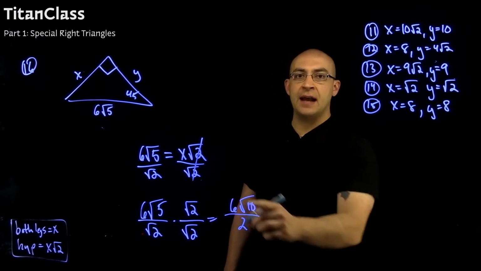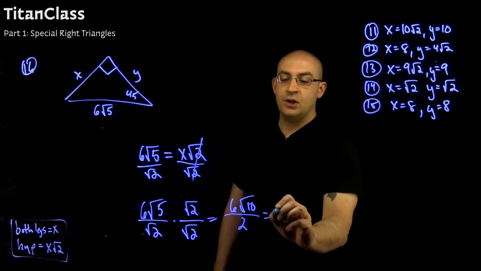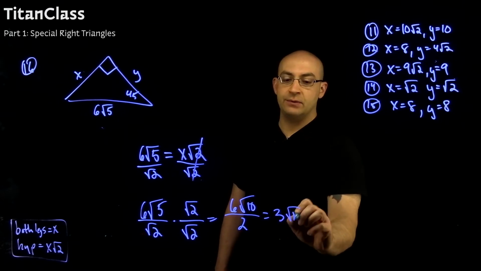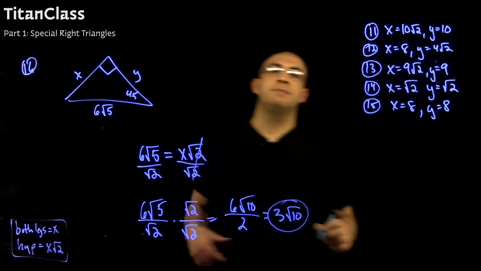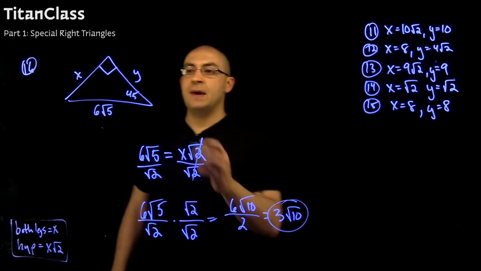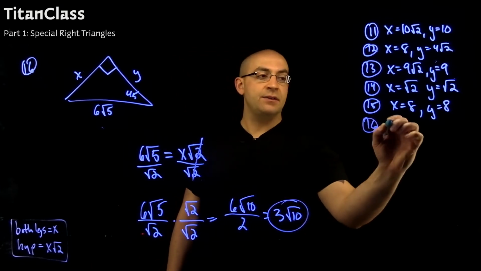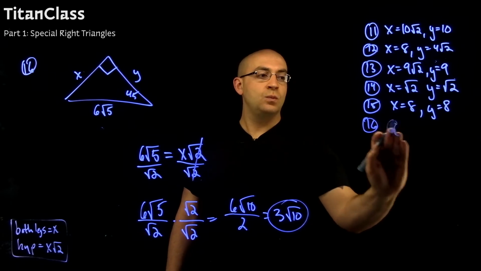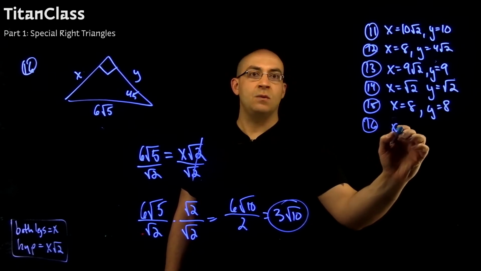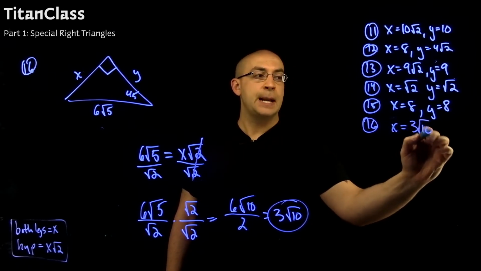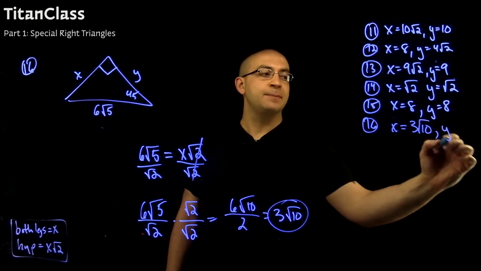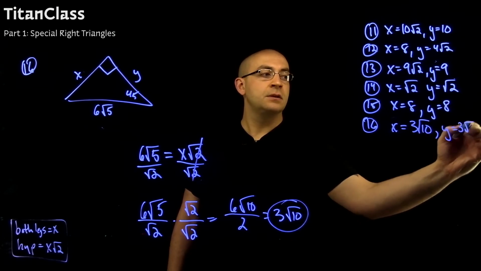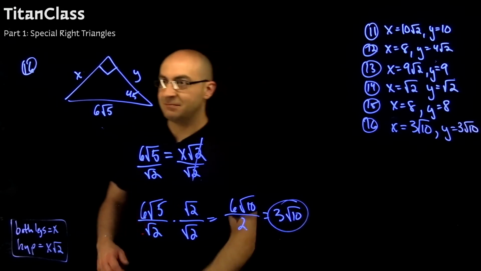Not quite there yet. I can simplify the fraction 6 over 2, which is going to give us 3 root 10. And that represents both my x and y measurement. So x and y in this particular case is 3 root 10. And root 10 can't be simplified because it's irrational. All right, not bad. Looking good.